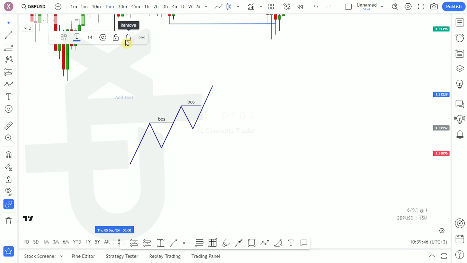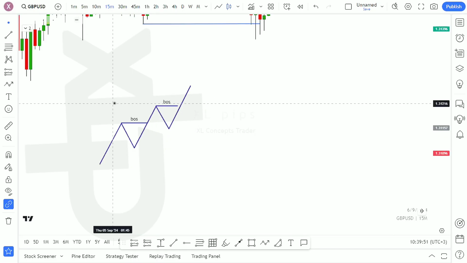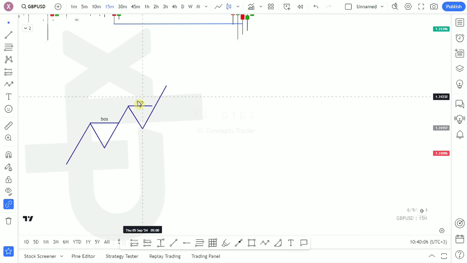That's the first thing that I'm going to explain to you about the continuation break of market structure. The continuation break of market structure is, as I said, the break of the higher highs if we're in an uptrend, or the break of the lower lows if we are in a downtrend. Now, this is an example of a bullish market structure, or in another word, an uptrend.